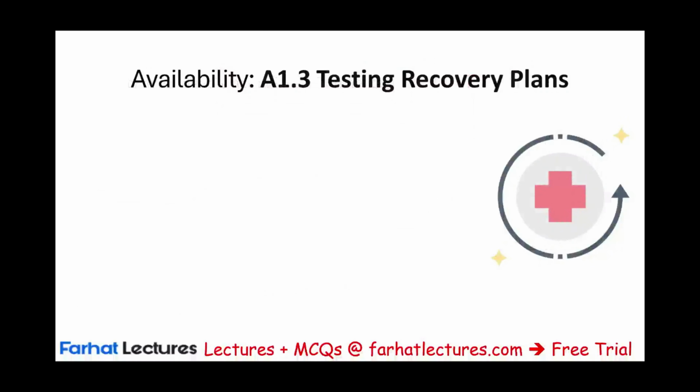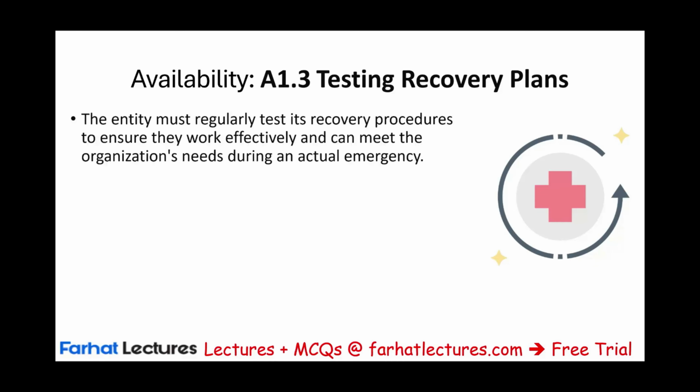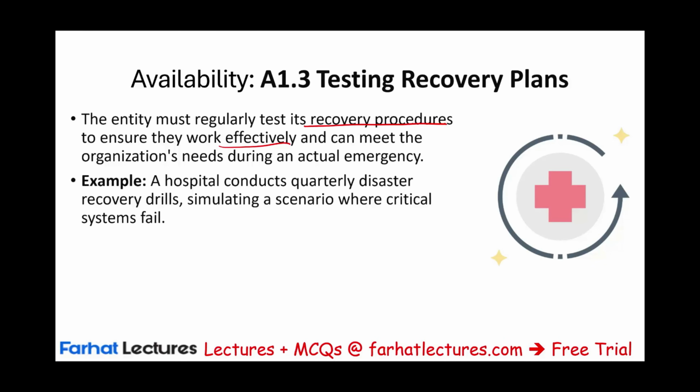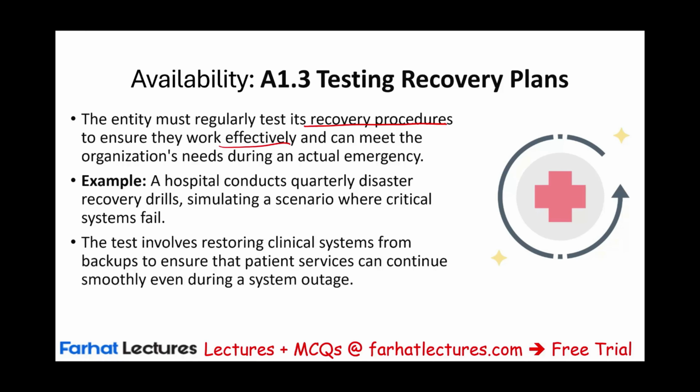A1.3 under availability, we have testing recovery plans. What does that mean? It means the entity, the company, on a regular basis, should test its recovery procedures to make sure they're working as planned, as effectively as they can be, and can meet the organization's needs during an actual emergency. For example, a hospital conducts quarterly disaster recovery drills simulating an actual scenario where critical systems fail. And this test involves restoring clinical systems from backup to ensure that patient services can continue smoothly even during a system outage. So those are the 3 availability criteria.